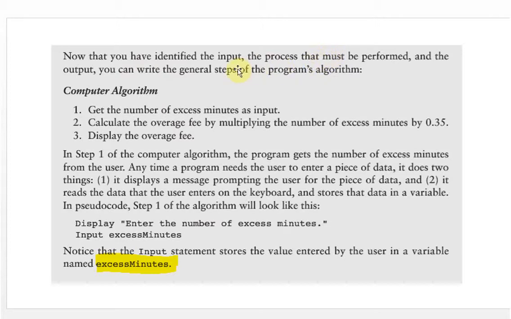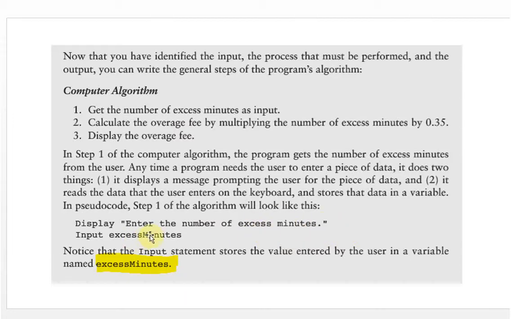So now that you've identified the input, we have the process that must be performed. You can write a general algorithm, right? The algorithm is get your input, calculate the overage fee, and display it. And again, we're going to display the excess minutes as well. And pseudocode would look something like this.